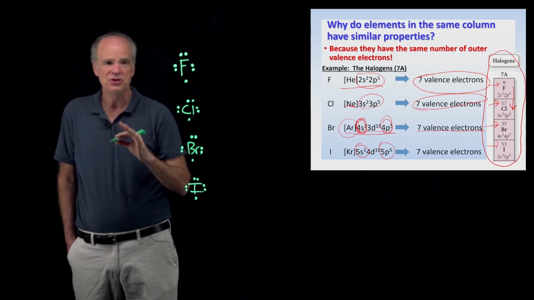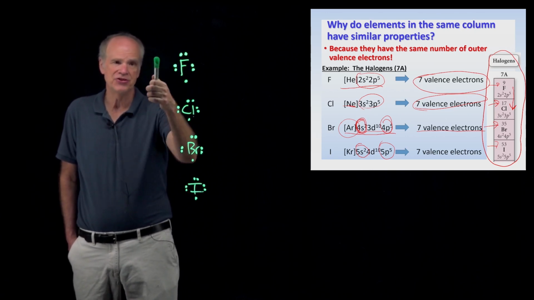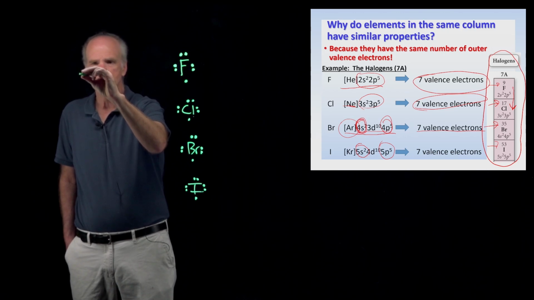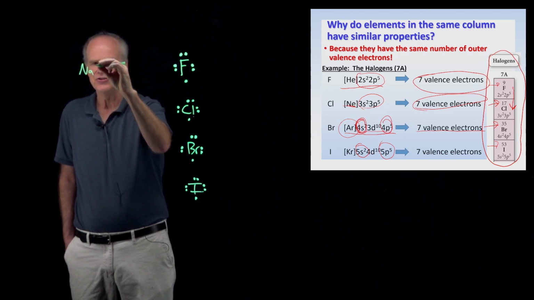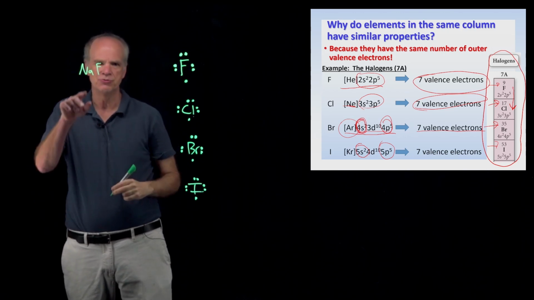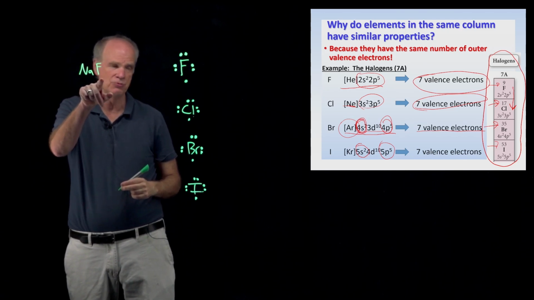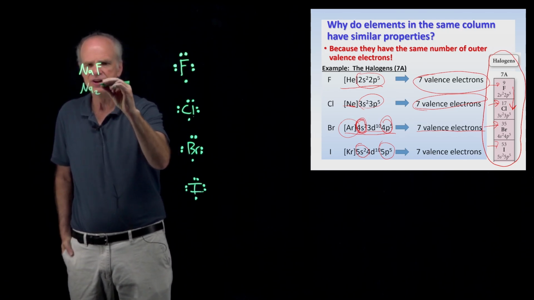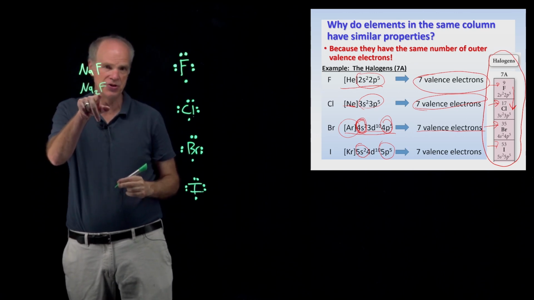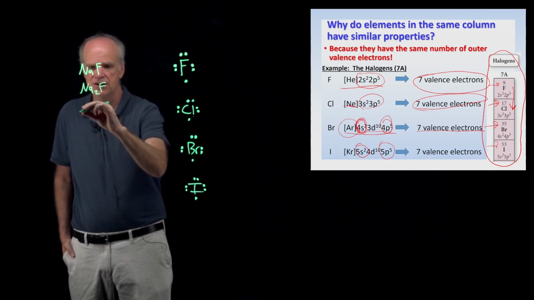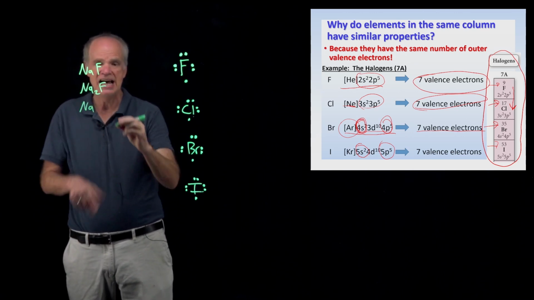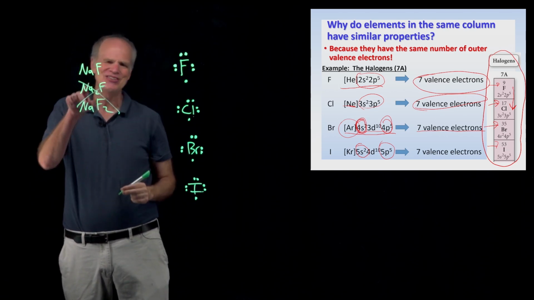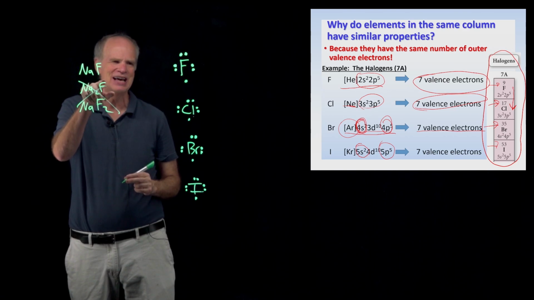If you look at compounds of sodium with each of these elements, with fluorine, it'll be sodium fluoride. So it's one atom of sodium bound to one atom of fluorine. You will never see two atoms of sodium bound to one atom of fluorine, nor will you see one atom of sodium bound to two atoms of fluorine, and so on. It's always one atom of sodium and one atom of fluorine.